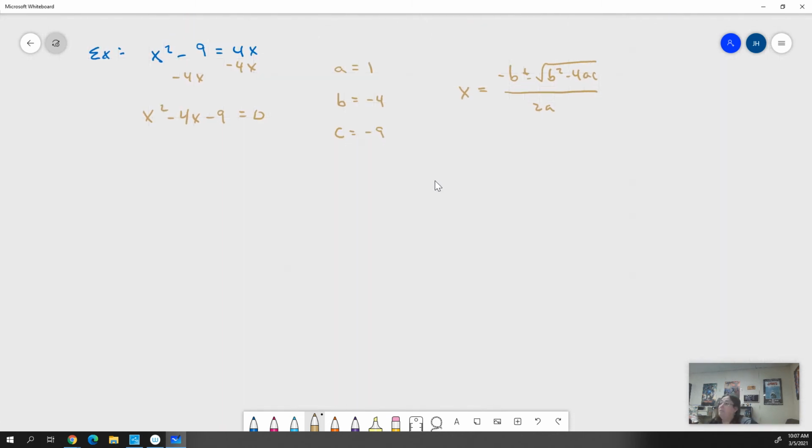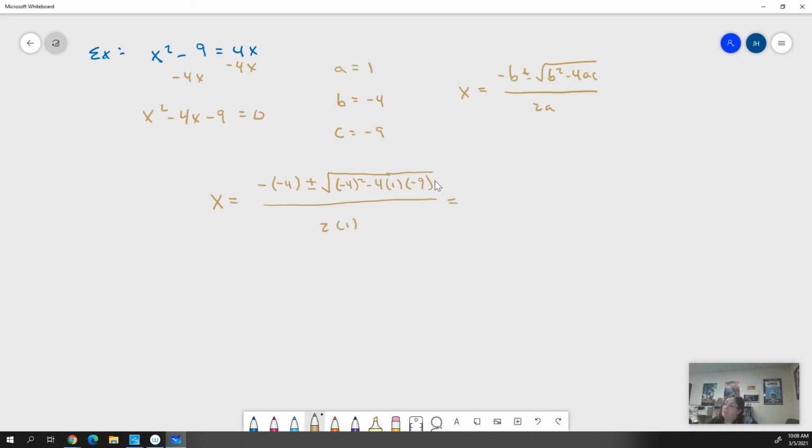So we're going to plug those in. x equals minus b. Well, b is -4, so I'm going to write minus -4. I want to remember that, or I will mess up the signs. It's minus b, but b is -4, so it's minus minus 4, and it's going to wind up being +4. Plus or minus the square root of b squared, so that is -4 squared, minus 4 times a, which is 1, and c, which is -9, all over 2 times a, which is just 2 times 1.